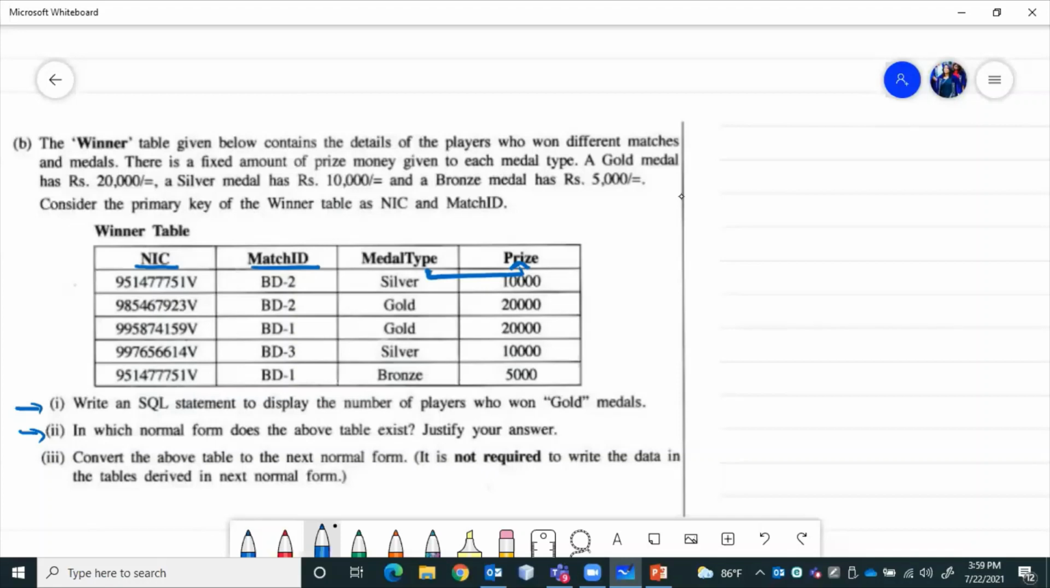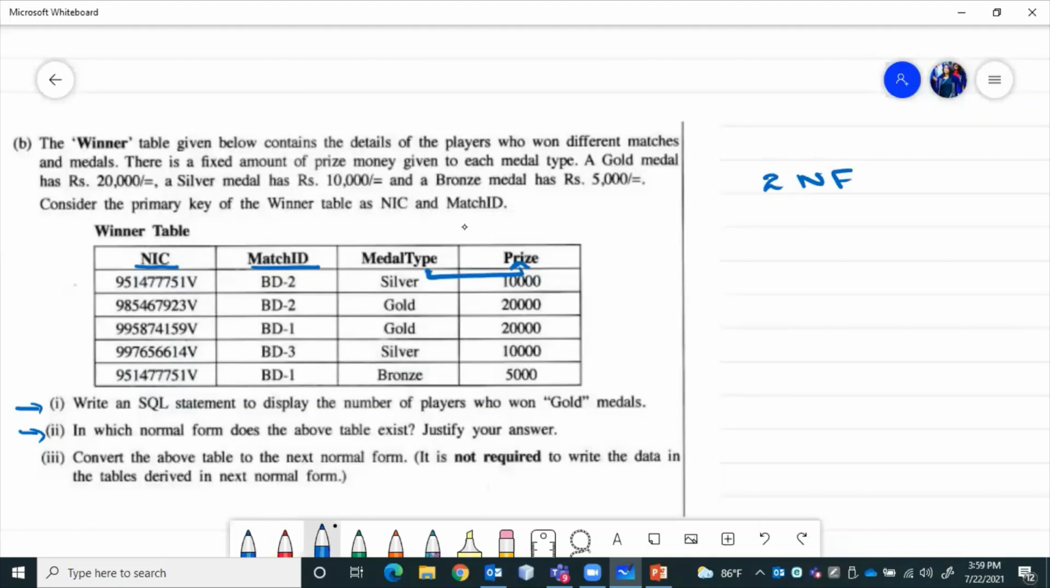So what is the dependency here? These two are the primary key, the prime attributes. So what is the dependency? Transitive. Yes. If a transitive dependency is available, that means this is not in 3NF. But we don't have any partial dependencies, so definitely this relation is in the second normal form.